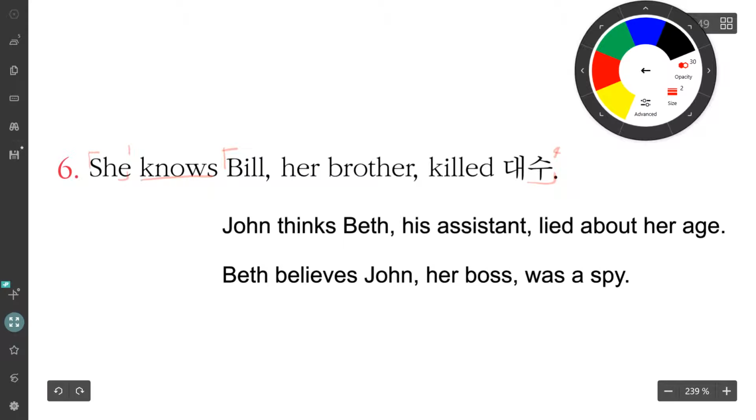When an appositive is used in a sentence, it is marked with commas before and after it. Here are the two previous examples with appositives added. John thinks Beth, his assistant, lied about her age. Beth believes John, her boss, was a spy.